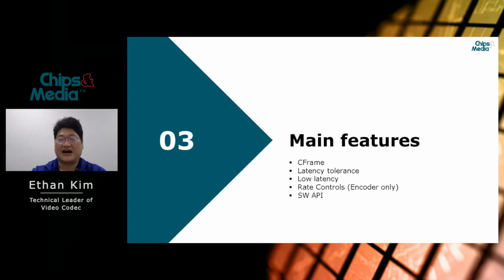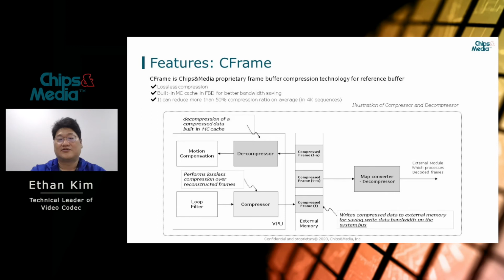In this section, I'll talk about some of the features supported. C-frame is Chips&Media proprietary lossless frame buffer compression technology for compressing reference buffers. It is carefully designed to meet required block size and the patterns in the motion compensation operation. The decompressor also has a motion compensation cache inside the block to maximize efficiency. In our experiment using 4K sequence, it shows a more than 50% compression ratio on average.